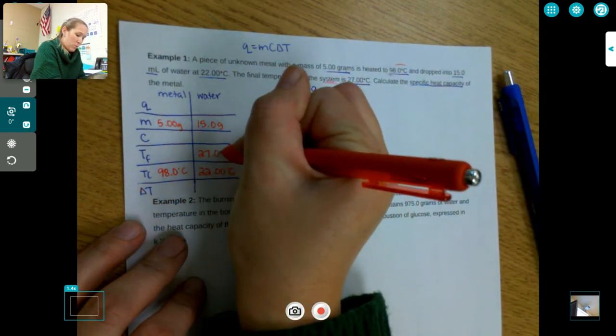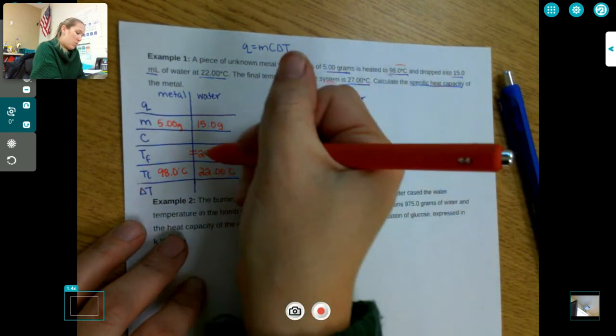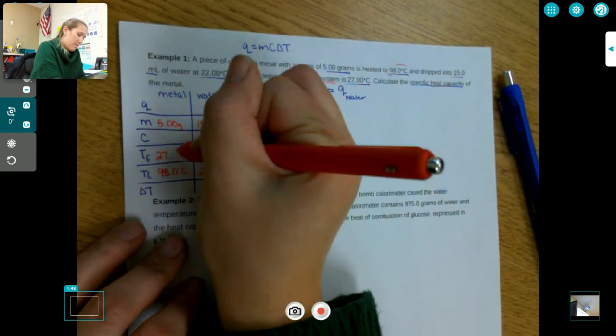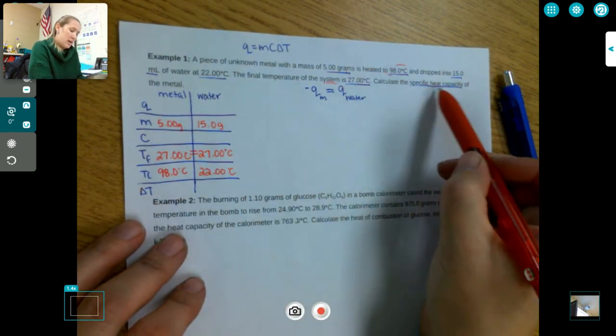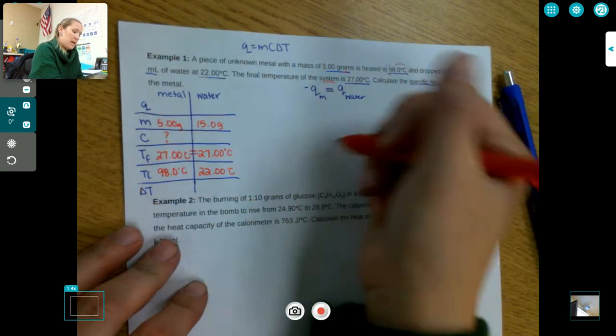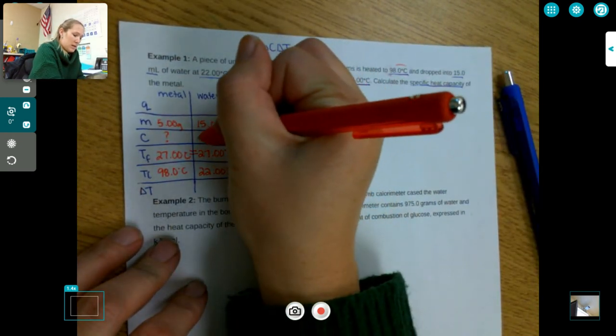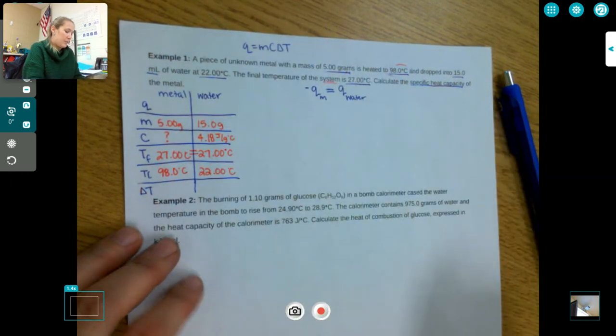So that is both the water and the metal, remember, it comes to thermal equilibrium. Then it asks us to calculate the specific heat capacity of the metal. So this is what we're trying to find. And we know that water has a specific heat of 4.18 joules per gram degree Celsius.